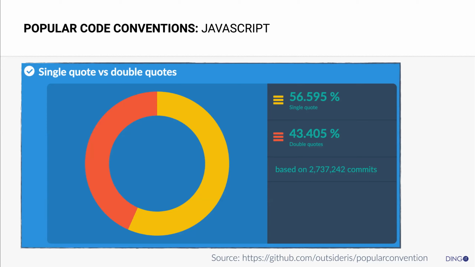So yeah, if you're interested in other coding languages with examples like this, check out that Popular Convention project. It really gives some nice overviews on what coding conventions are actually used in open source projects.